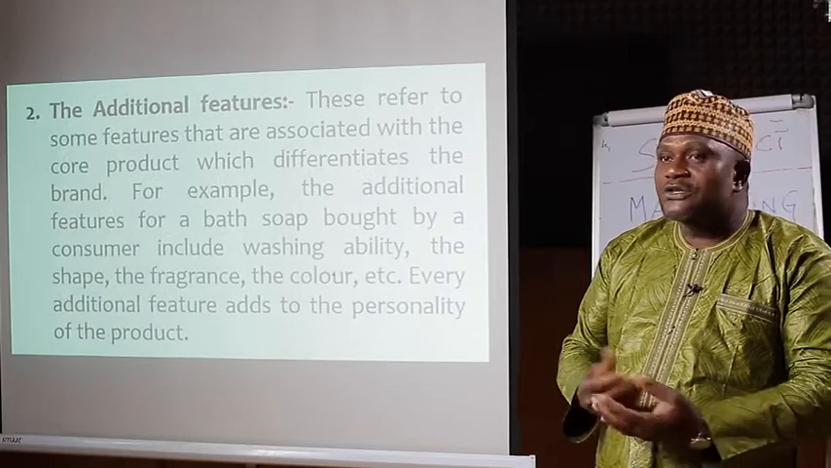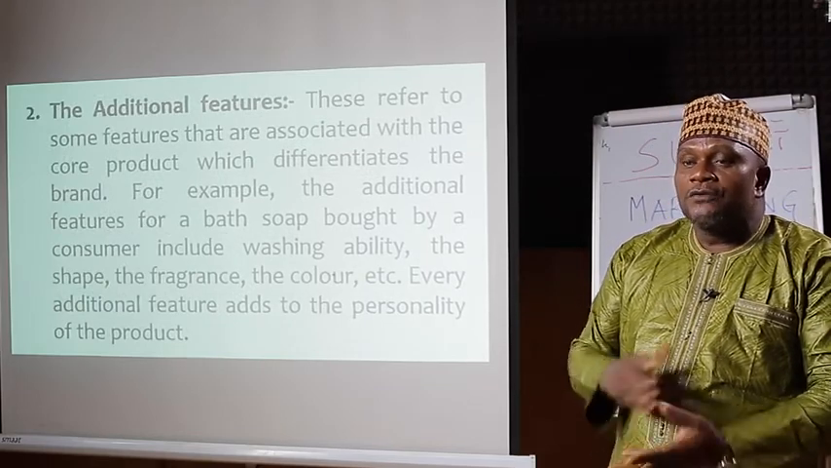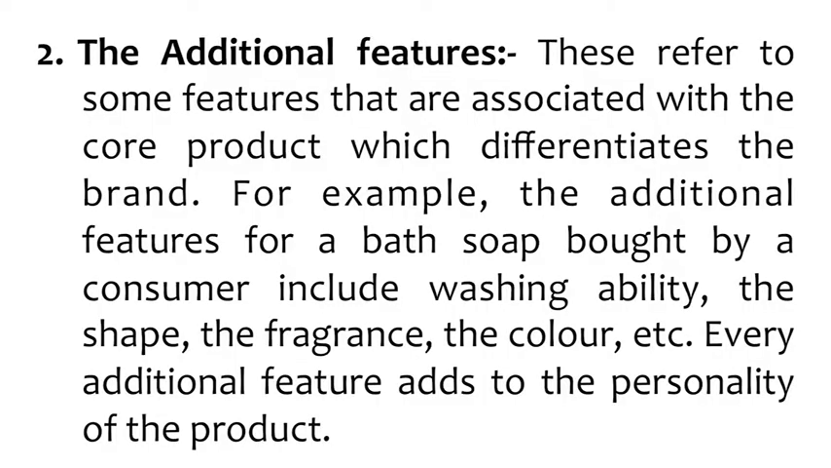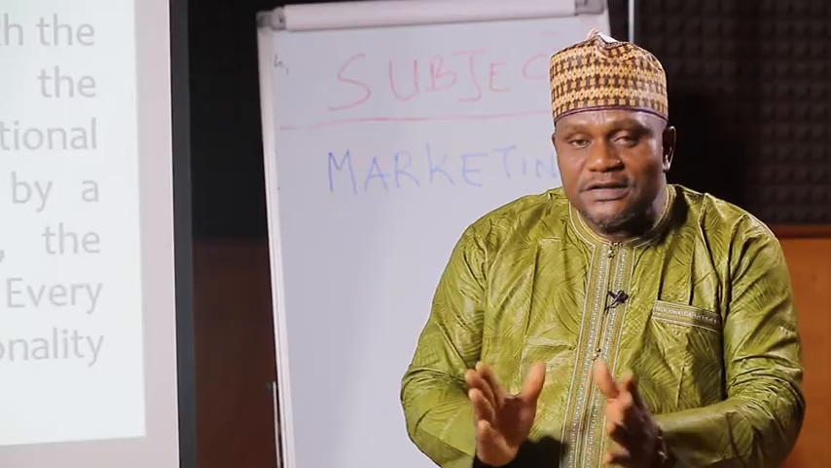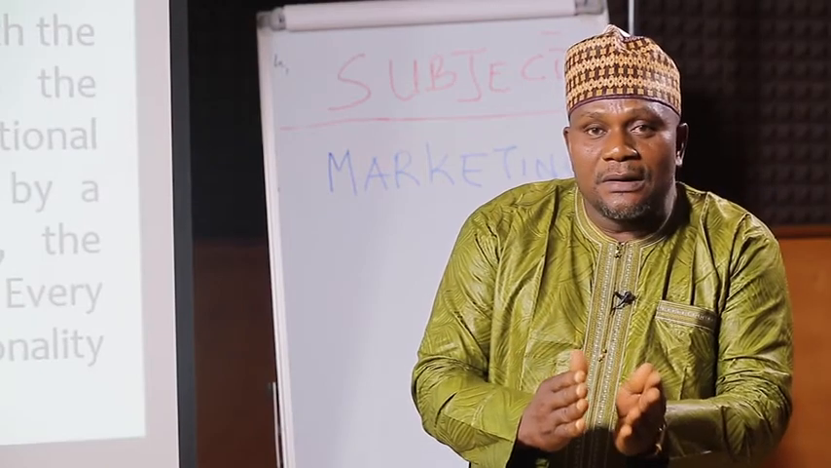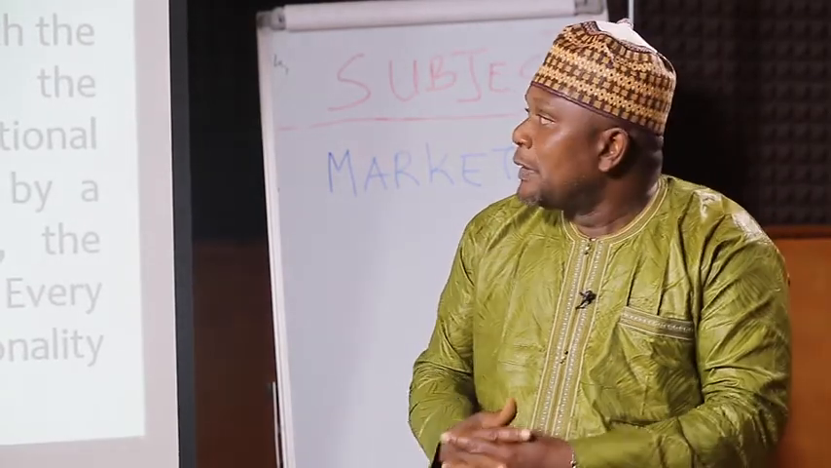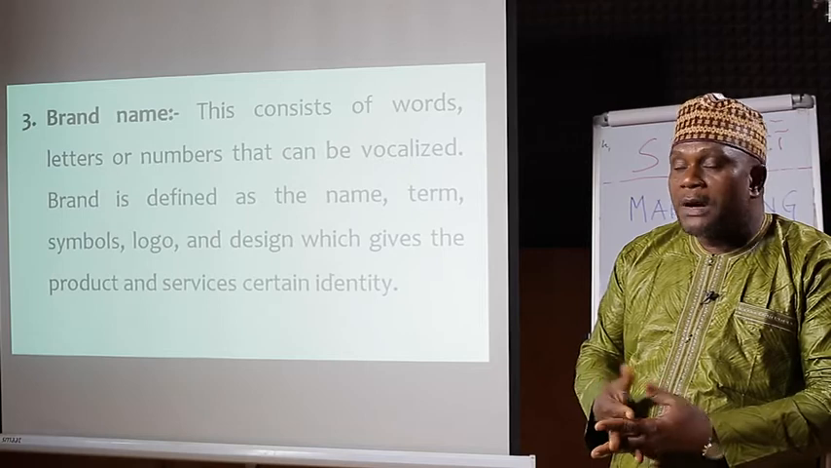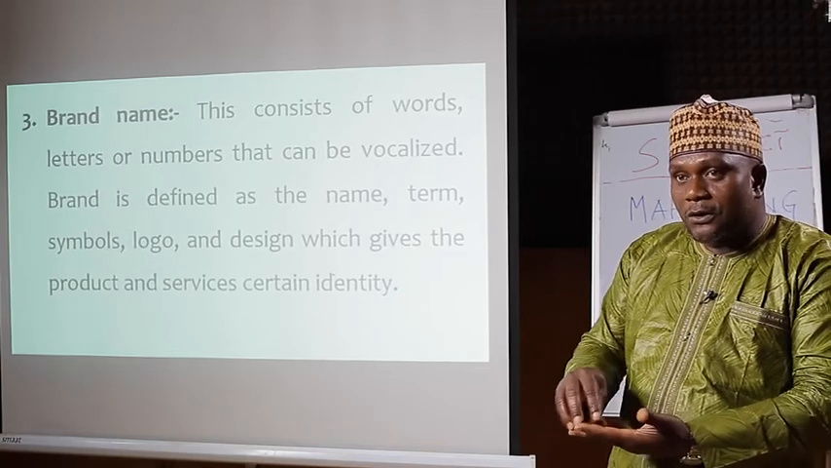Number two, which is the additional features or attributes, as the case may be. For the purpose of your exam, it could be additional features or attributes. We said they are the features that are associated with the brand, which is the shape, the size, the fragrance, the worship, anything that is more unique that differentiates that brand from a particular brand. Number three, which is the brand name. The brand name is a letter or the number that distinguishes one product from the other.